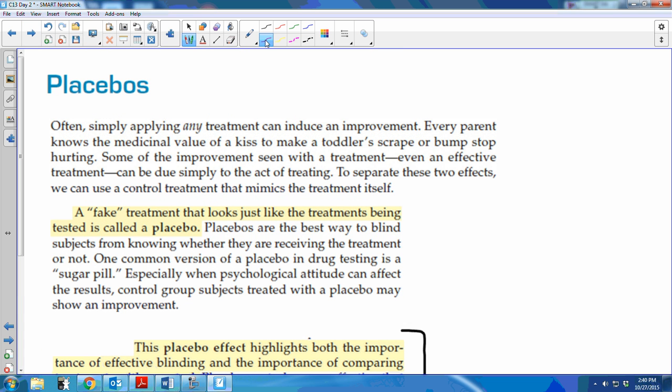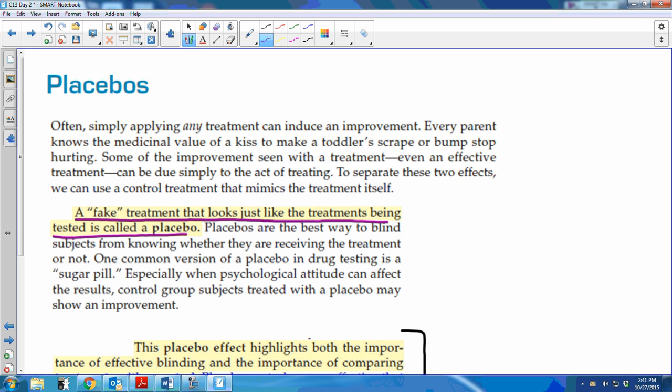Placebos. We've talked about placebos. You've probably heard of placebo. A placebo is just a fake treatment that looks just like the treatments being tested. Most of the time that's a pill, but it doesn't always have to be a pill. Maybe it's food. You're giving steak to group A and steak to group B, but the steak for group A has been seasoned differently than group B, though it looks identical. They don't know.